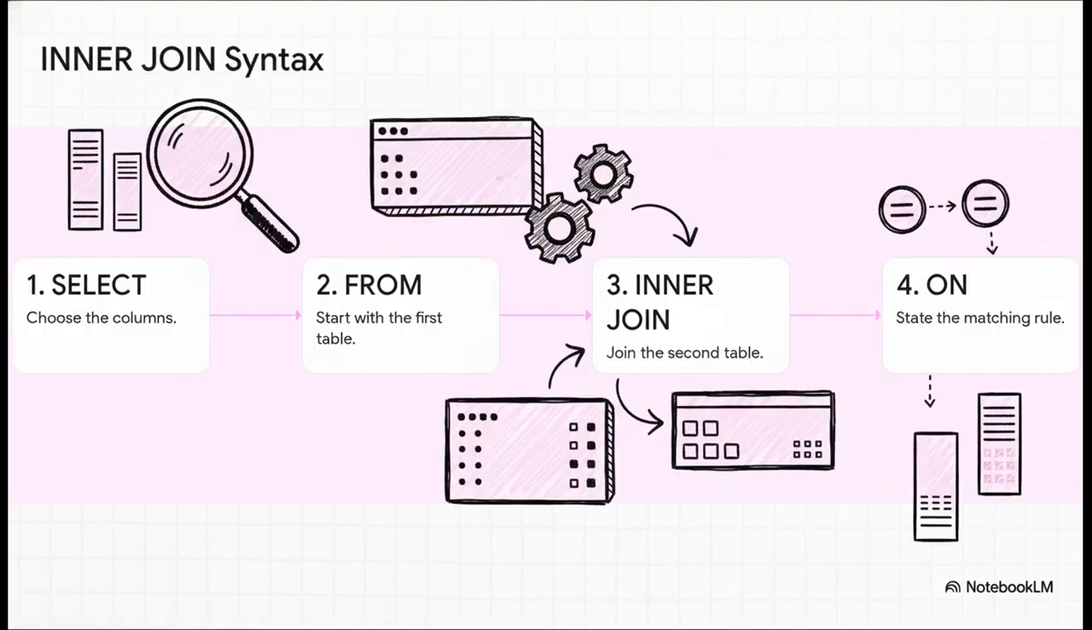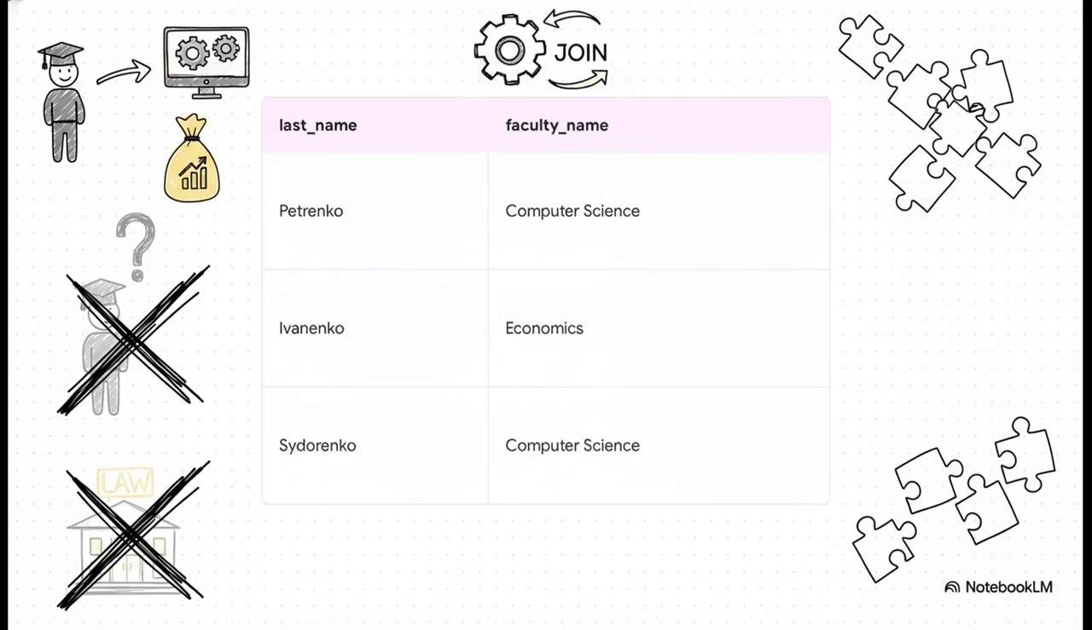And here's how you build it. The structure is pretty much always the same. First, you select the columns you want to see. Second, you start from your first table. Third, you inner join your second table. And fourth, this is the most critical part, you tell it on what condition to match them. In our case, it's students.facultyid equals faculties.facultyid. And voila, a clean, logical, and correct table.